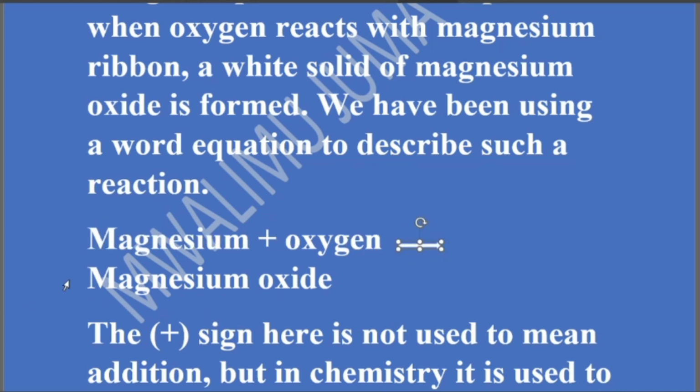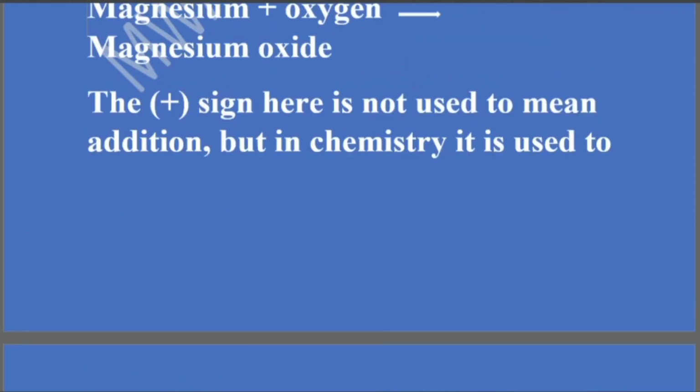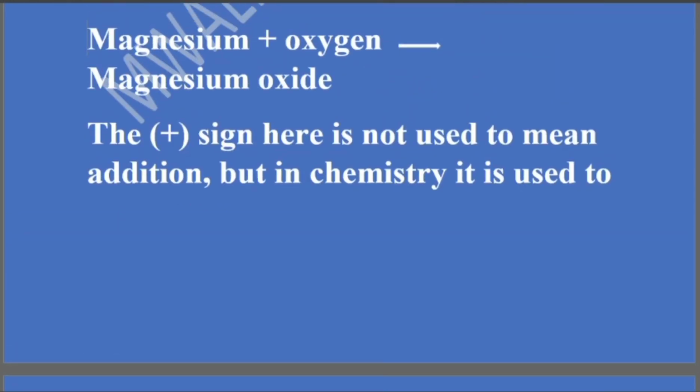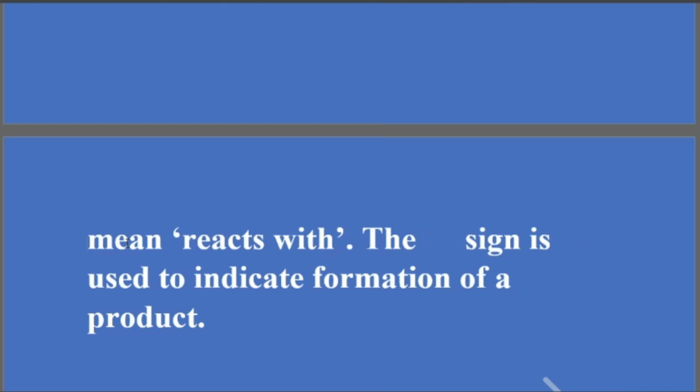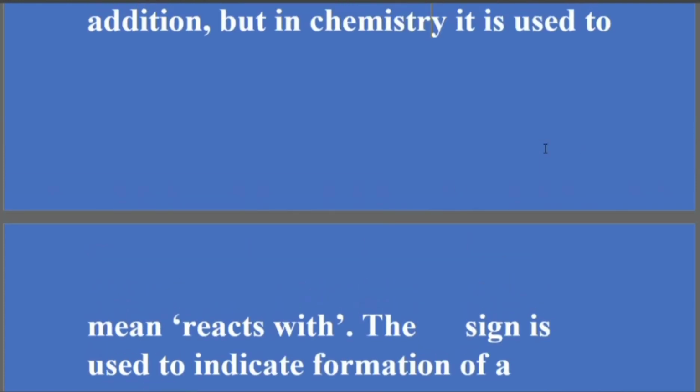So we are saying magnesium reacting with oxygen to have magnesium oxide. Now we are saying that the positive sign here is not used to mean addition, but in chemistry it is used to mean reacts with.